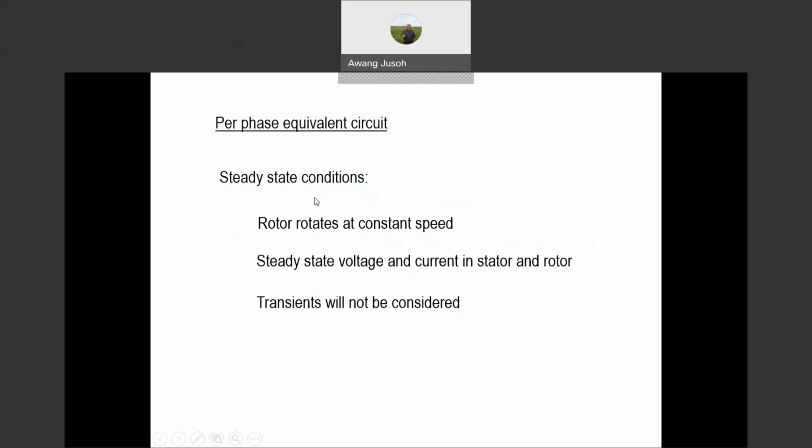Before we go further, everything we consider is at steady state, not transient. We do our analysis based on steady state conditions, where we assume the rotor rotates at constant speed. This is the first assumption we make: the rotor rotates at constant speed. The second thing is that steady state voltage and current appear in the stator and rotor. We have steady state current and voltage in the stator and rotor parts. The transient will not be considered in this analysis. In order to find the per phase equivalent circuit, we just focus on the steady state only, not on the transient part.